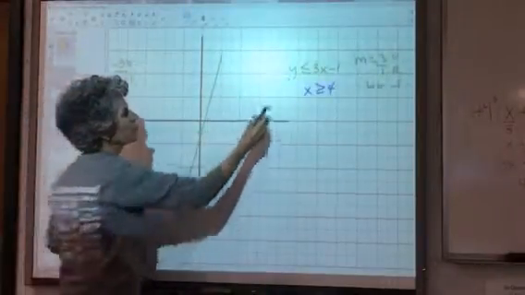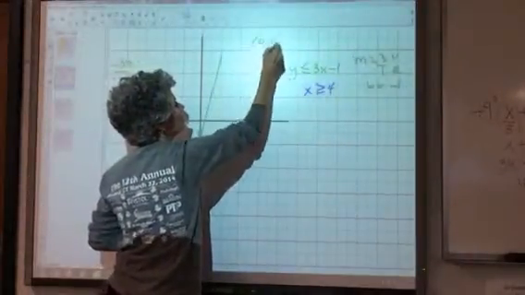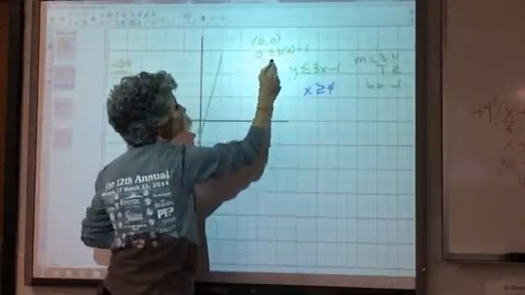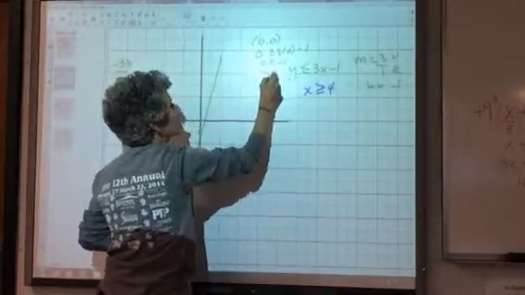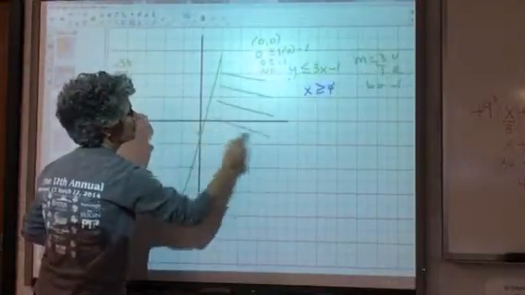Okay, we're going to be shading underneath it, or you could test your point if you want. If you test 0, 0, 0 is less than 3 times 0 minus 1. 0 is less than -1. No. So we're not going to do this side, we're going to do this side. So again, I'm going to do some kind of thing like this.